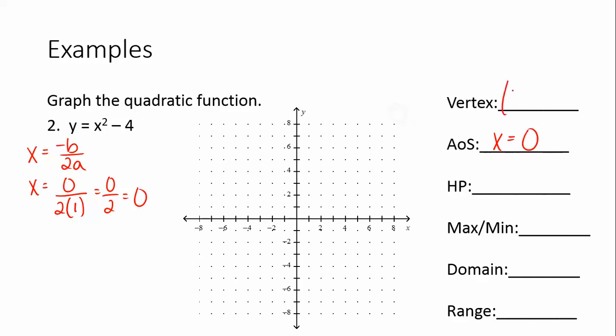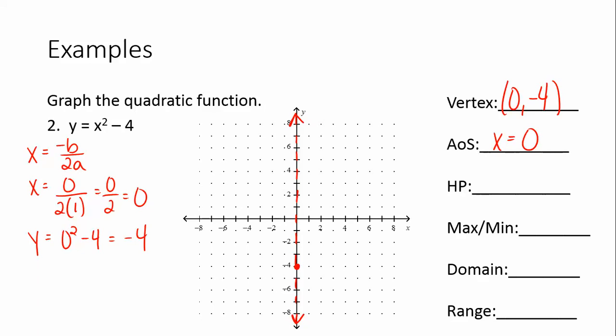Our vertex then is going to be 0, comma, some number. We get that by plugging the 0 in. So we plug the 0 in for x. 0 squared minus 4, that's negative 4. So our vertex is at 0, negative 4. You can go ahead and plot that, and you can draw in the axis of symmetry. The axis of symmetry is a line that goes through x equals 0. Remember, it's vertical. It's also dotted because it's imaginary.